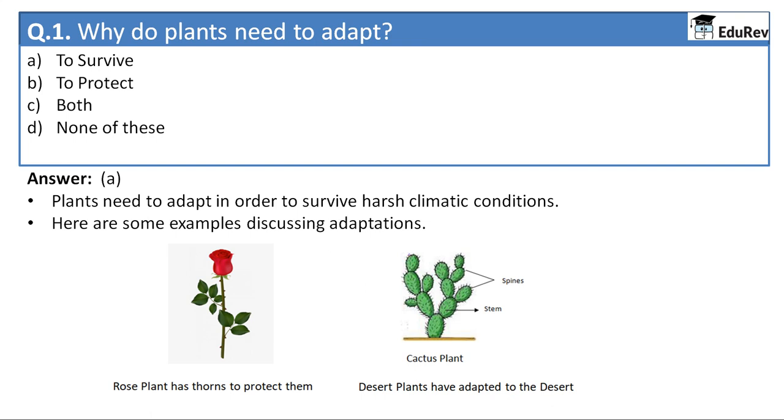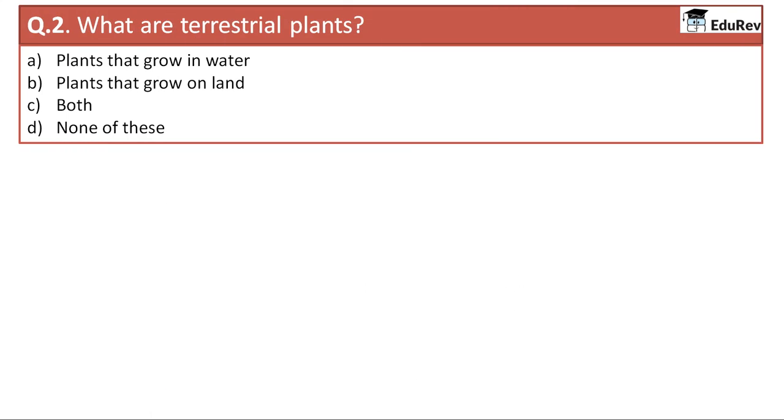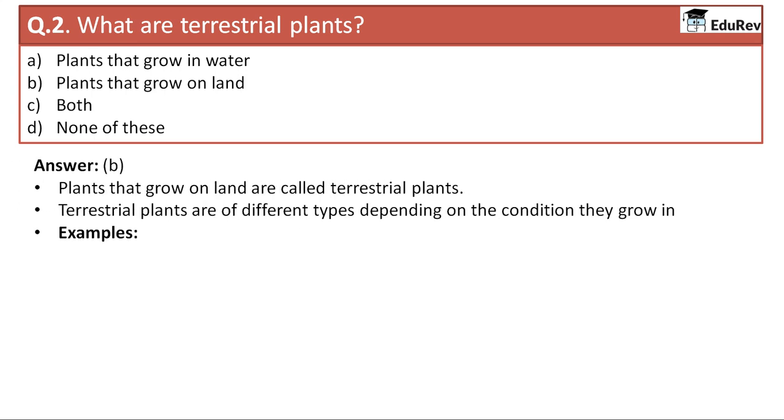Let's come to the next question, which is, what are terrestrial plants? And the options are plants that grow in water, plants that grow on land, both, or none of them. The correct answer is plants that grow on land are called terrestrial plants. That means option B. Now there are different types of terrestrial plants depending on the condition they grow in. Let's discuss them one by one.